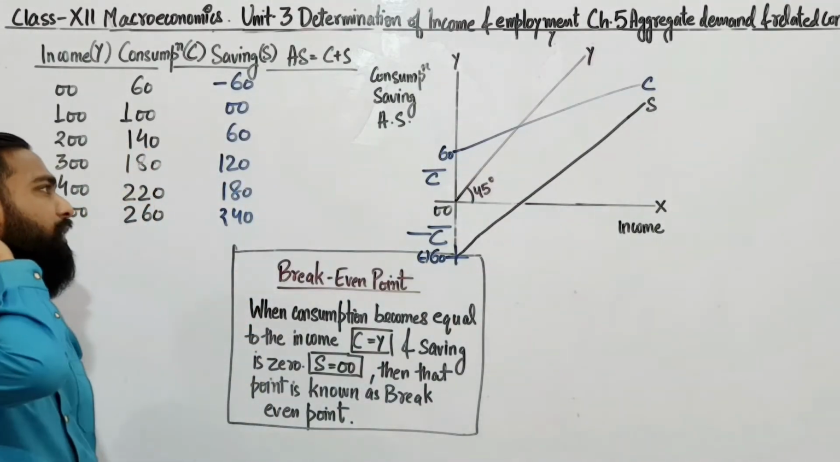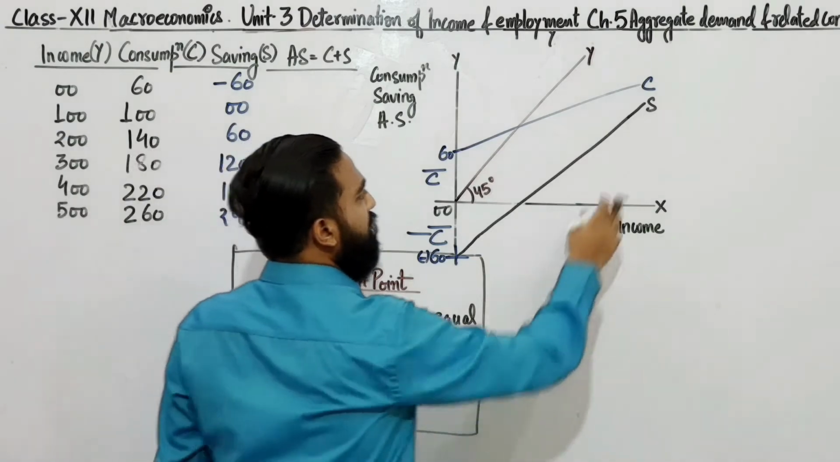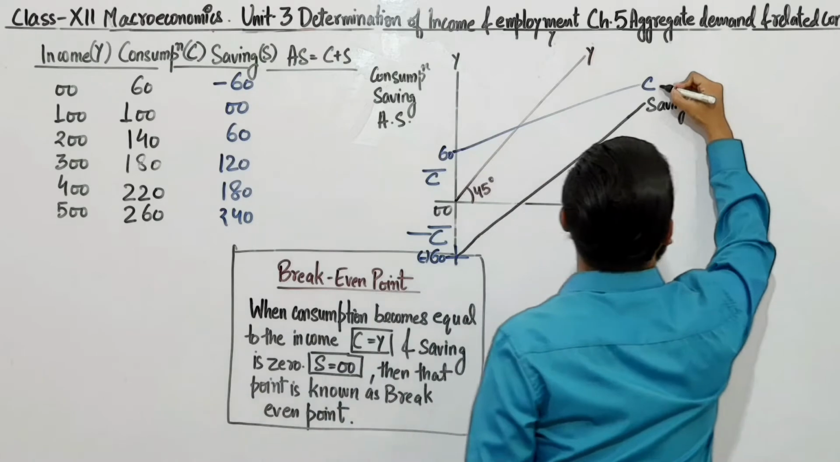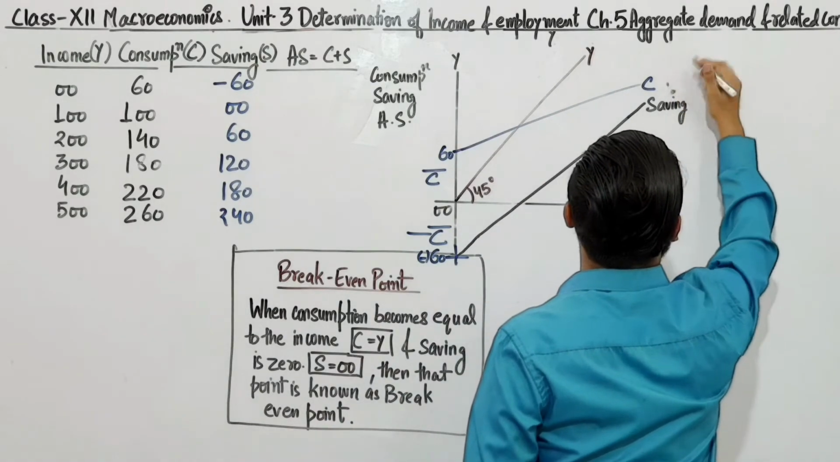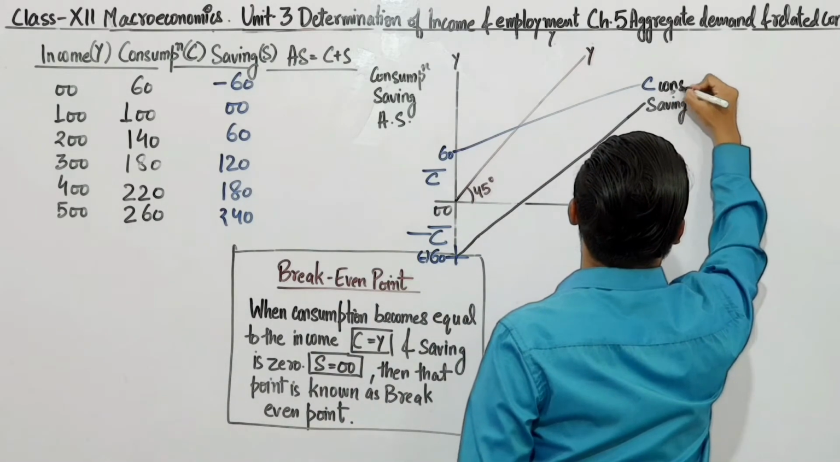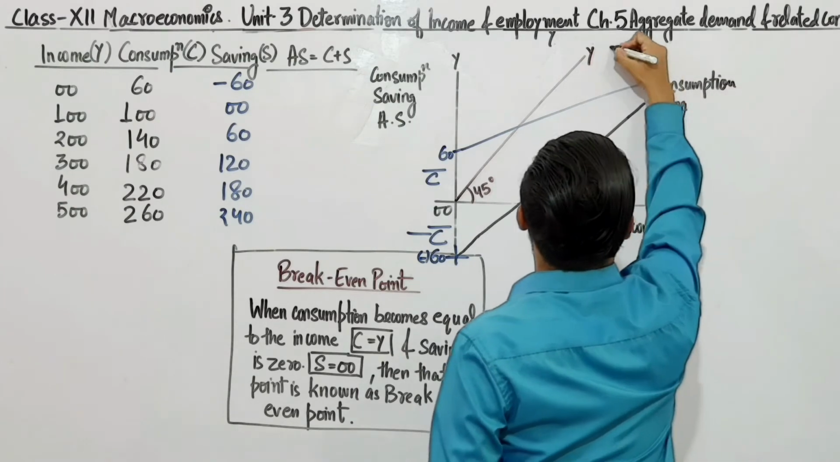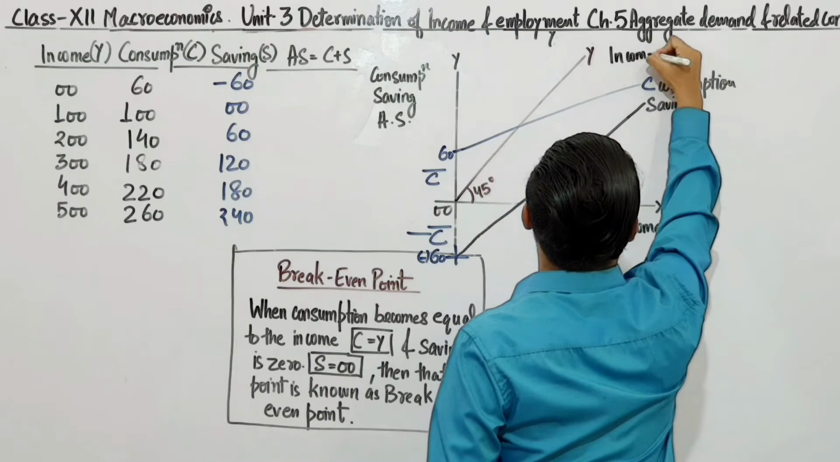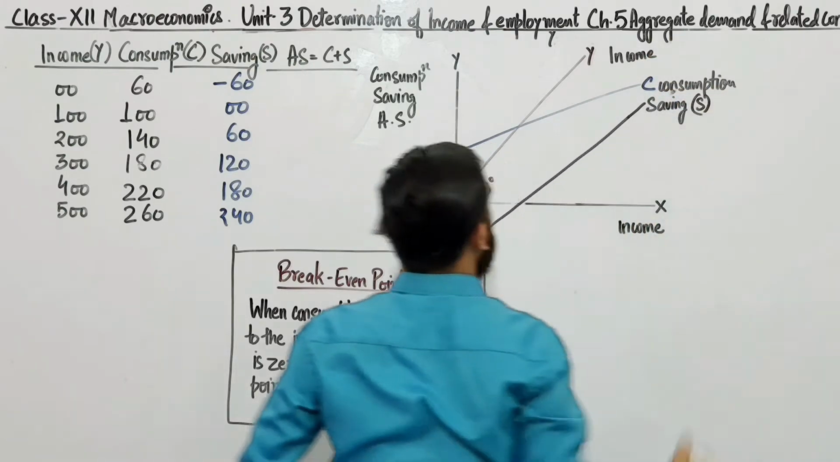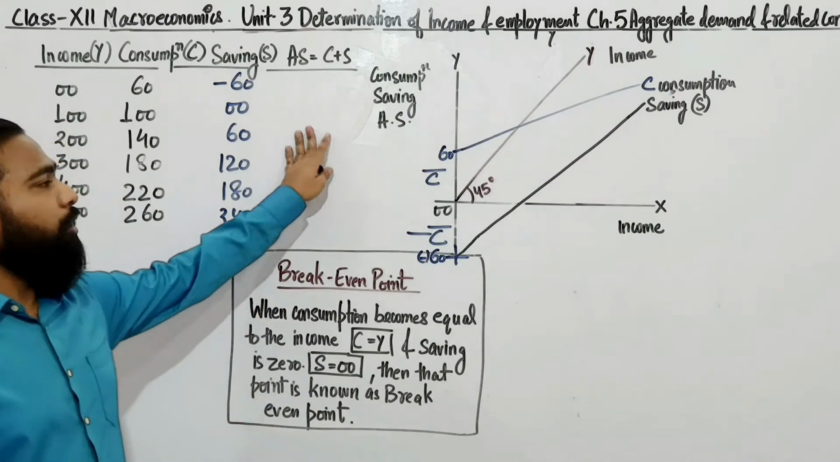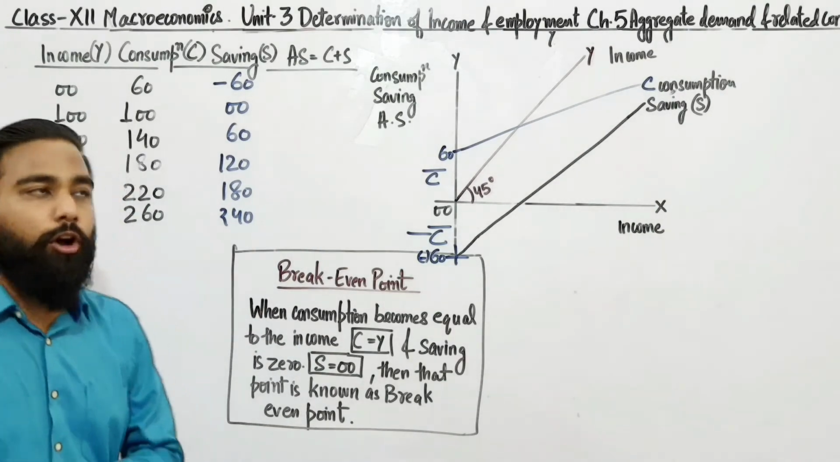So students, in the diagram you can see that this is your saving curve, this is your consumption curve, and this is your income curve. Fine. Now you need to draw your aggregate supply curve also.